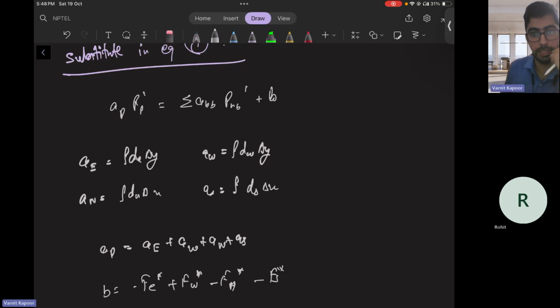Then you solve for the additional transport. Okay, step 2. All right, any doubts in this whole algorithm on the collocated grid?